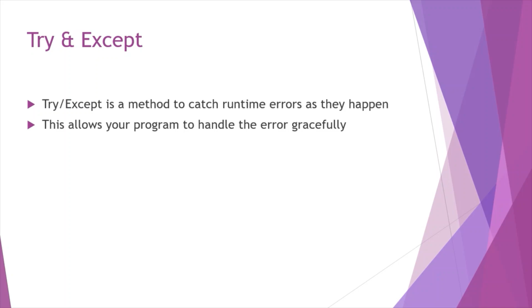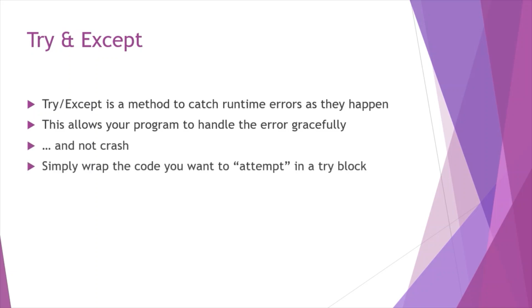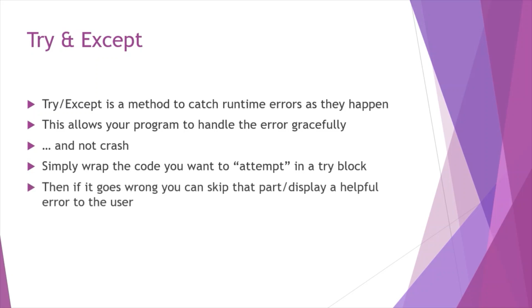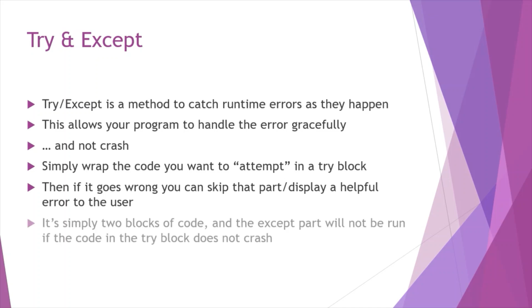So this allows your program to handle the error, store it somewhere and go onwards with other things and not crash. Simply wrap the code you want to attempt in a try block. Then if it goes wrong, you can skip that part and display a helpful error to the user. It's simply 2 blocks of code for the try and except, and the except part will not be run if the code in the try block does not crash.